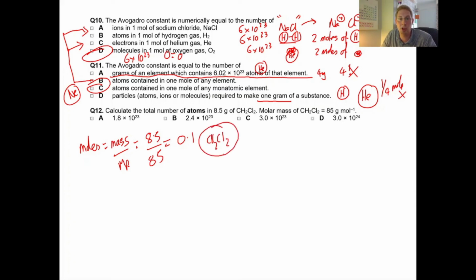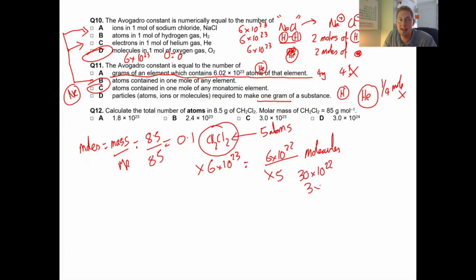So let's work out the number of molecules. Times that by 6 times 10 to the 23, and we get 6 times 10 to the 22. Again, no time to put that in a calculator. That's the number of molecules of CH2Cl2. But CH2Cl2 has 5 atoms. So we need to times that by 5, 30 times 10 to the 22, or 3 times 10 to the 23 atoms. Haven't got time to use a calculator here, need to be good with mental maths.